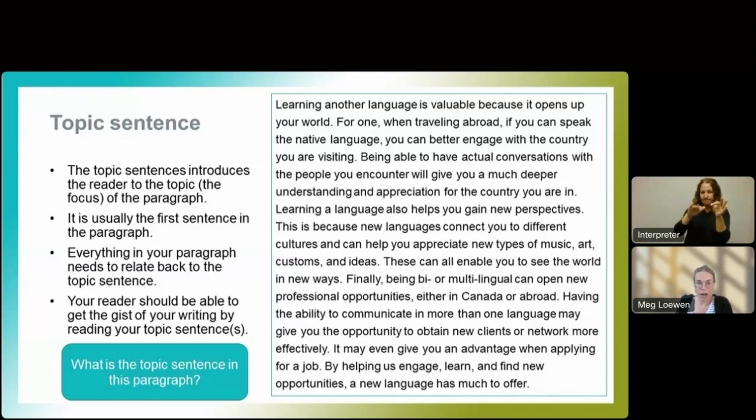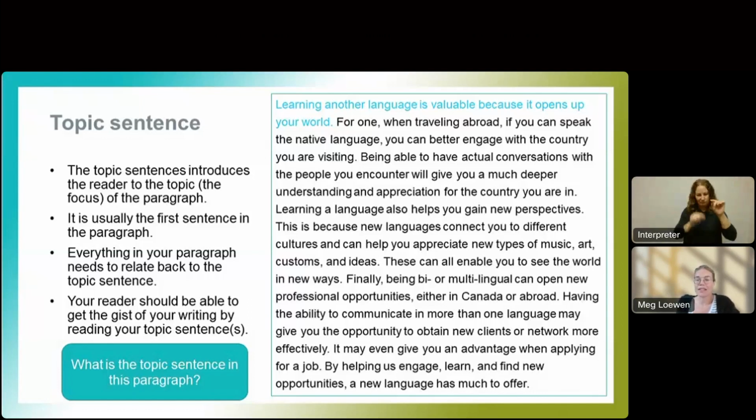So in this paragraph, I've highlighted in blue our topic sentence. Learning another language is valuable because it opens up your world. This is telling the reader what this whole paragraph is about.